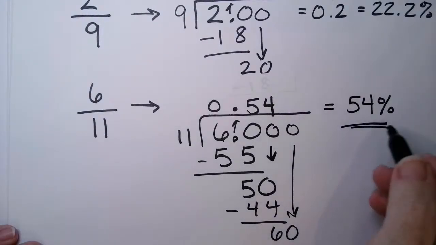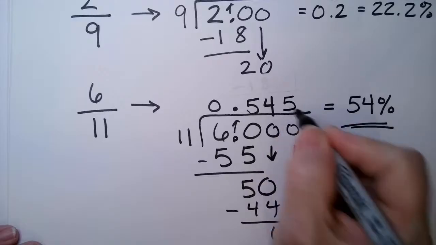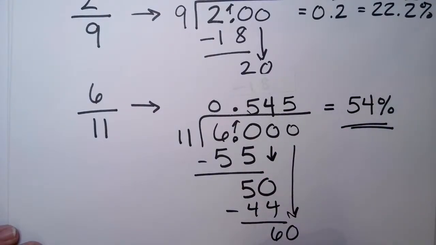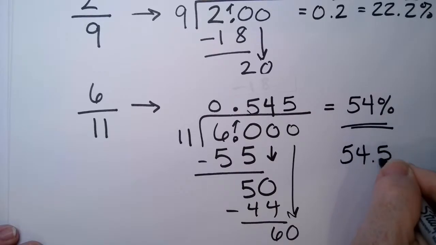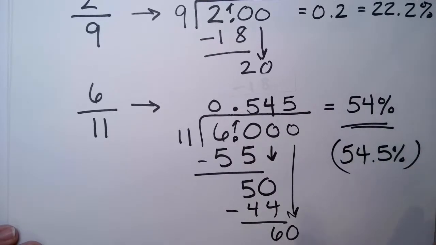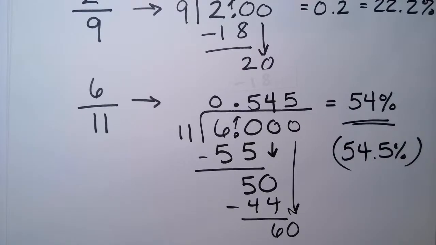Now, if you want to see what the next digit is to know if you should round this up or down, you can absolutely do that, and we're actually going to round up. So this would be 54.5% if you take it to another decimal point. Okay, good so far? Hopefully that's review, right? This is not anything new.